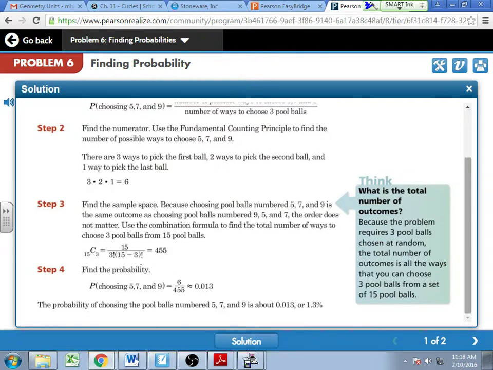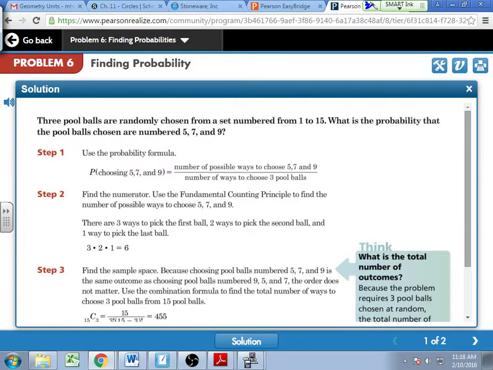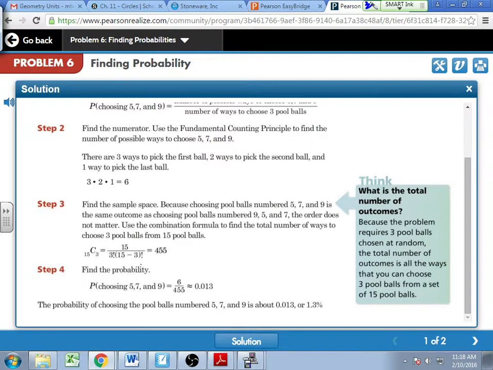So what we're doing here is we first apply the fundamental counting principle to find the numerator of my probability. This 6 is going to be the numerator because there are 6 ways to get what I want, and then there are 455 total options for drawing 3 balls. So on your notes write what we want over the possible.